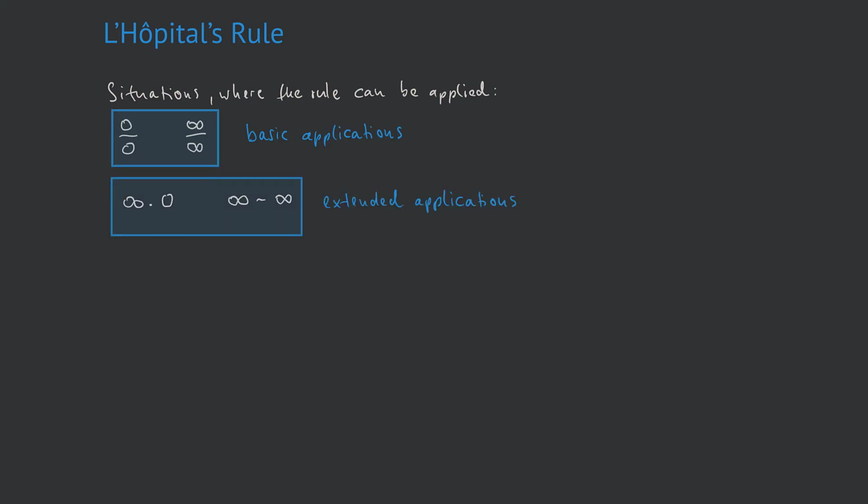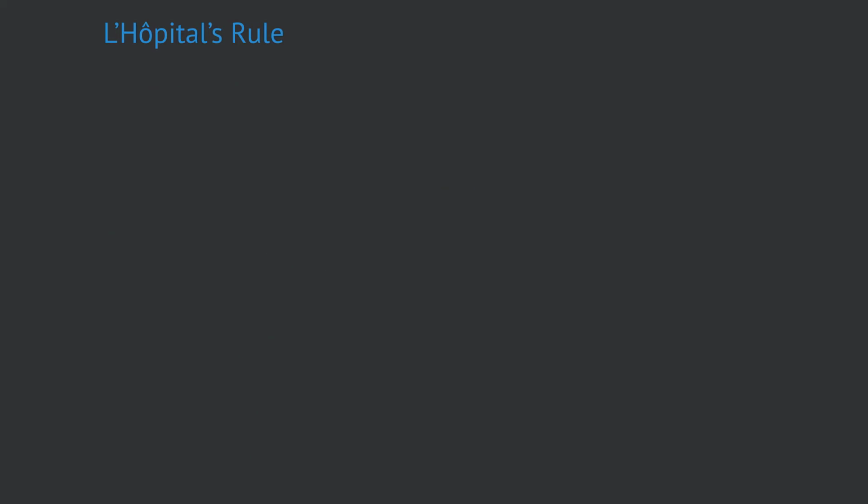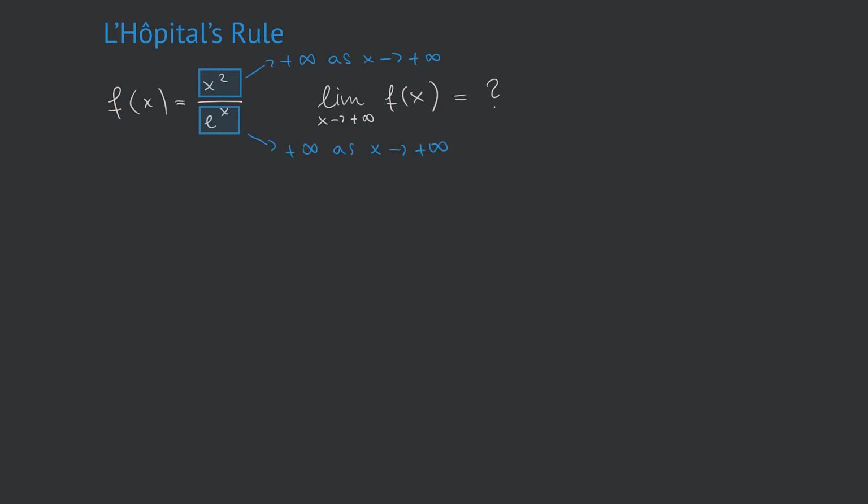Let's work through several examples to get an understanding of how these applications work. The first function we look at is f of x equals x squared over e to the power of x. And we want to determine the limit of f if x tends to positive infinity. By checking the numerator and the denominator, we find that the numerator x squared tends to positive infinity as x tends to positive infinity. Also, the denominator e to the power of x tends to positive infinity as x tends to positive infinity. So we have the situation infinity over infinity.